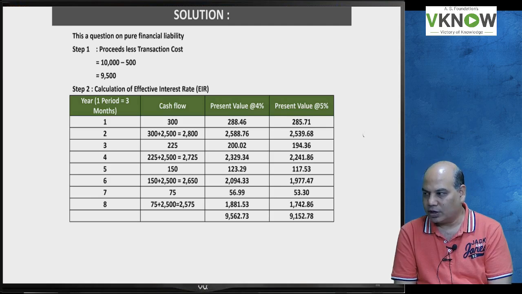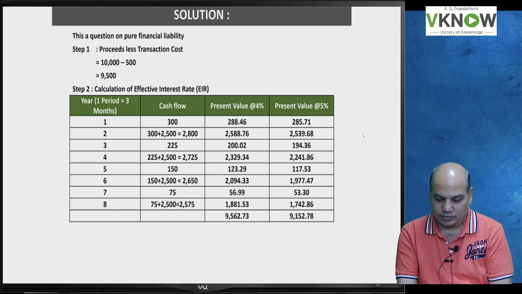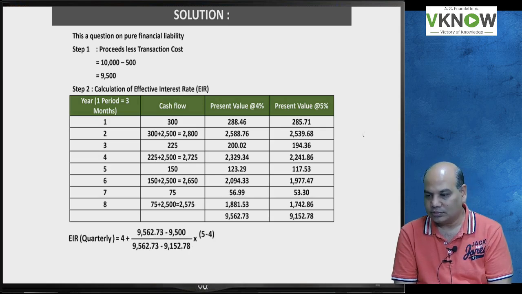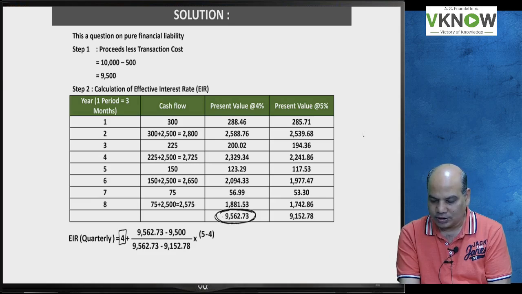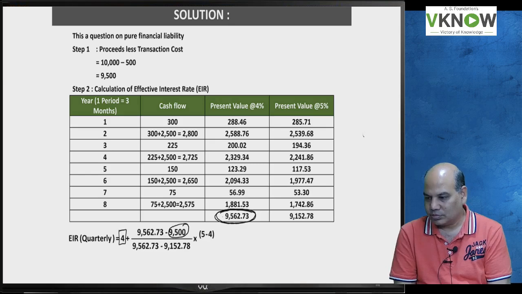This is below 9500, which means your answer is between 4 and 5%. So write down EIR in bracket quarterly, because we have done the calculation for a quarter. 4 is the lower of the two rates. This minus the year 0 cash flow is your NPV. It saves some more time.